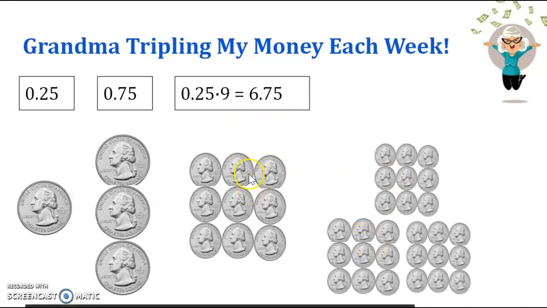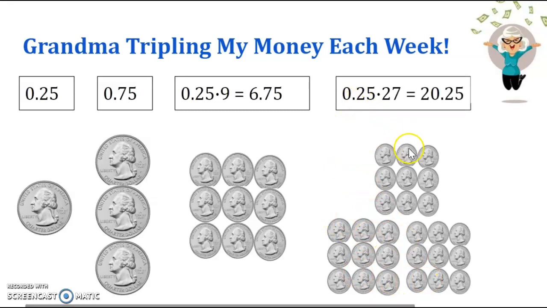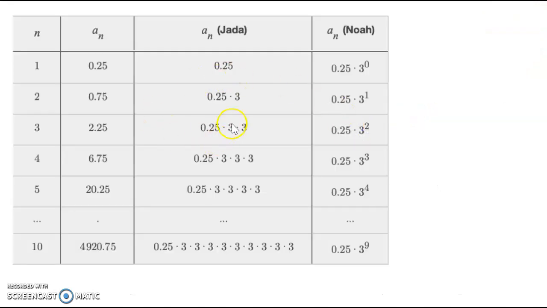And in this case, you had 9 to begin with, and then she's tripling that. However many you had, she's tripling it every single time. And so that's going to be 0.25 multiplied by 27, which is 20.25. Okay, and if you use a table, this is what you should have had.